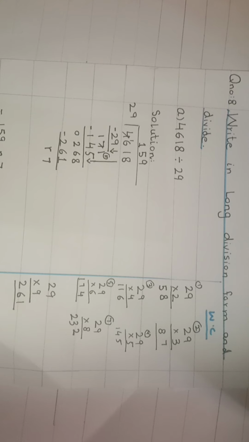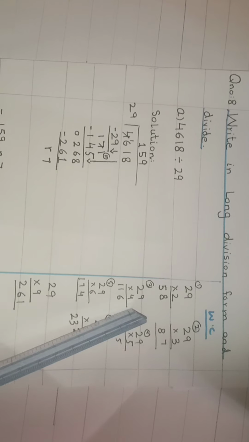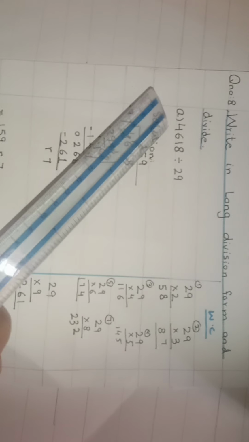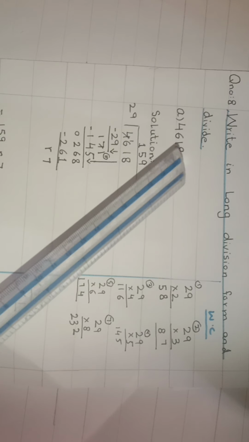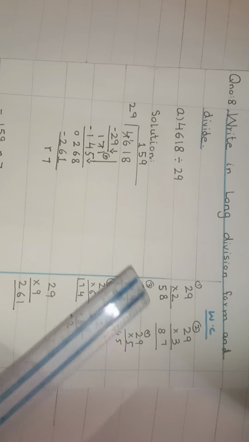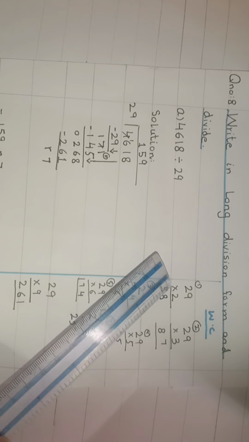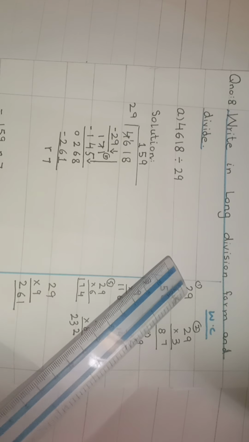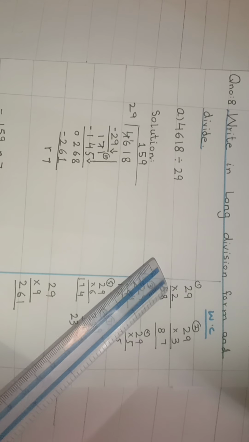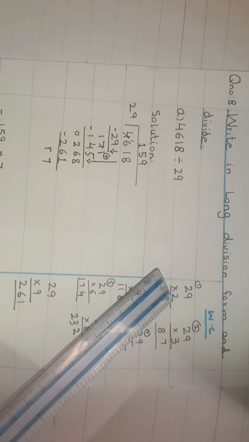Question number 8 is: write in long division form and divide. We can easily find different long divisions through guess multiplication. For example, in this question, part A, 4618, we have to divide it by 29. So we require the table of 29. To find out what 29 twos are, we will multiply 29 by 2, so that we know what 29 twos are.